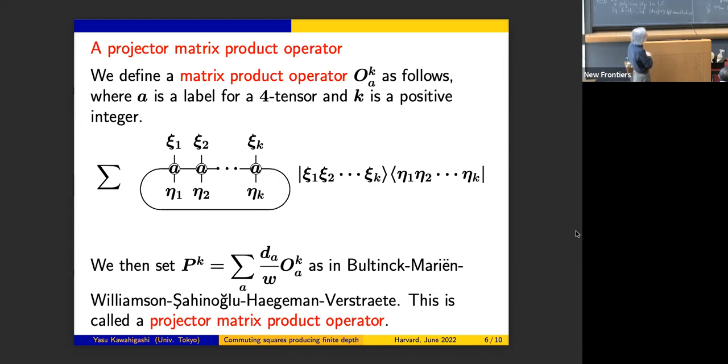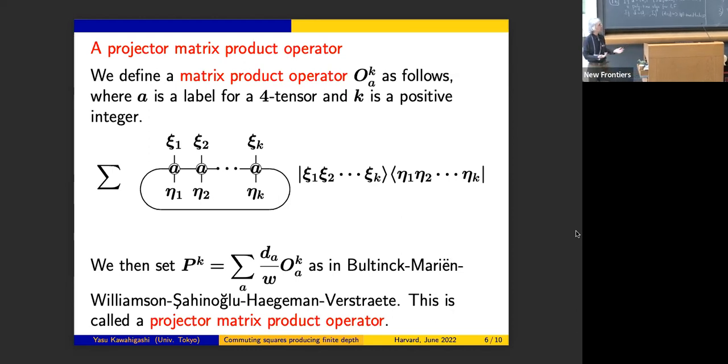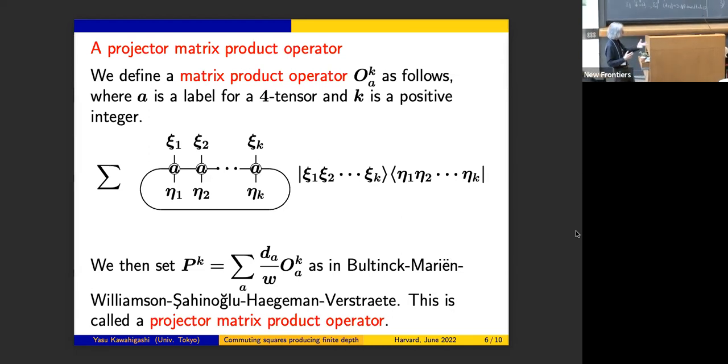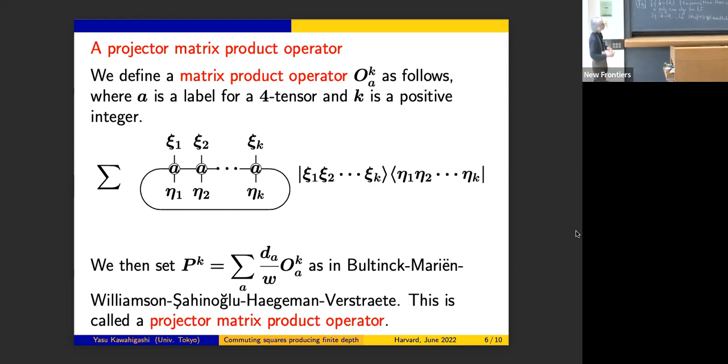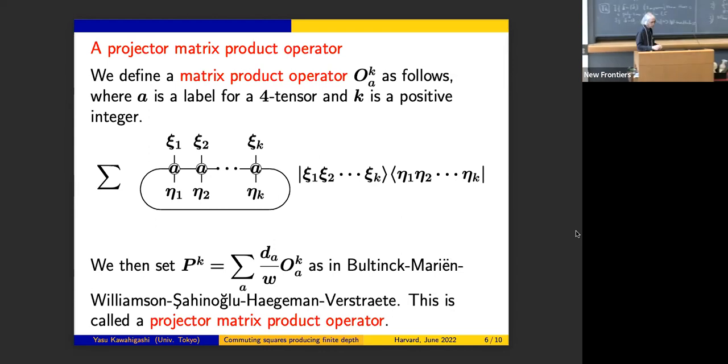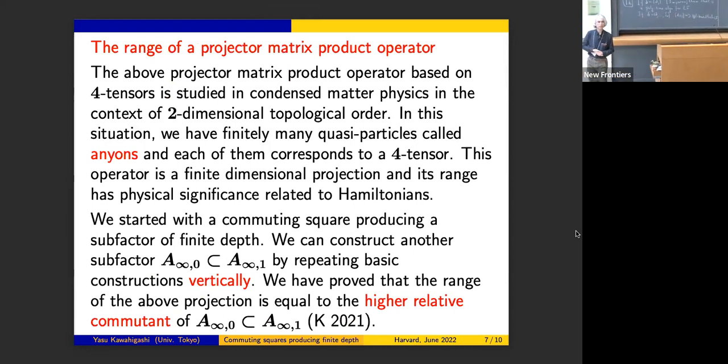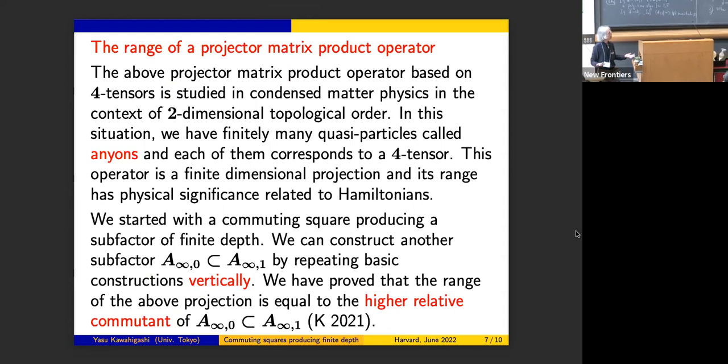This matrix projection was considered by Bultinck and six other physicists recently, and this is called a projector matrix product operator. This kind of picture is called a matrix product operator because classically they studied matrix product states. Not operators, but this is a matrix product operator, and this is a projection. So this is called the projector matrix product operator. Then the range of this projection has some physical meaning, on which basically their Hamiltonian acts.